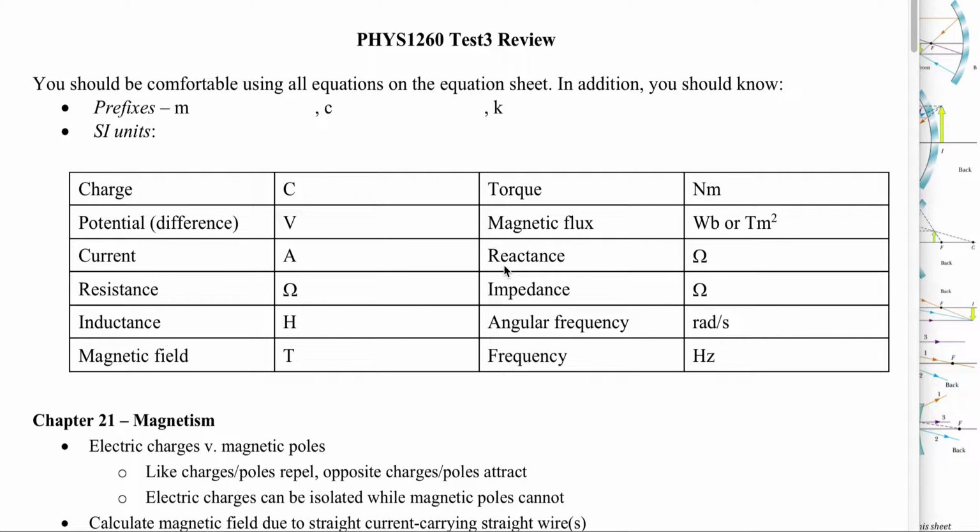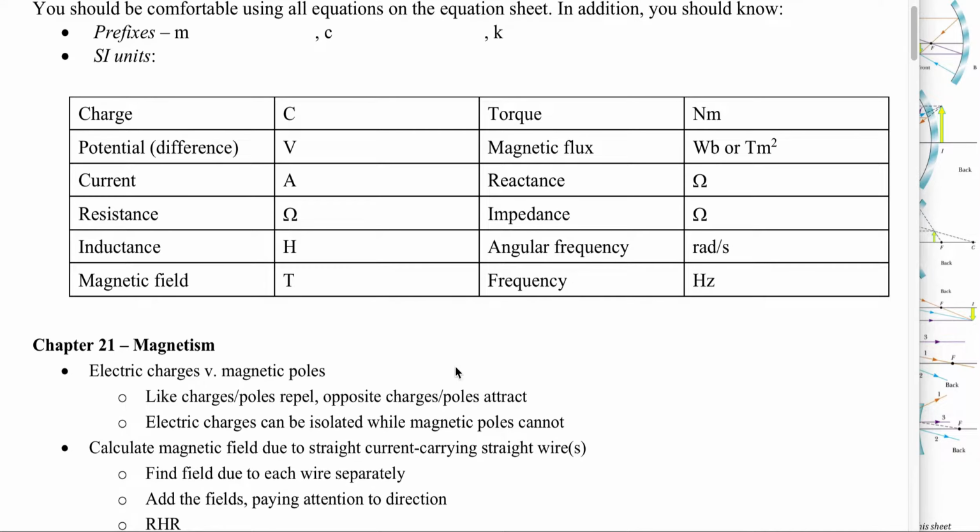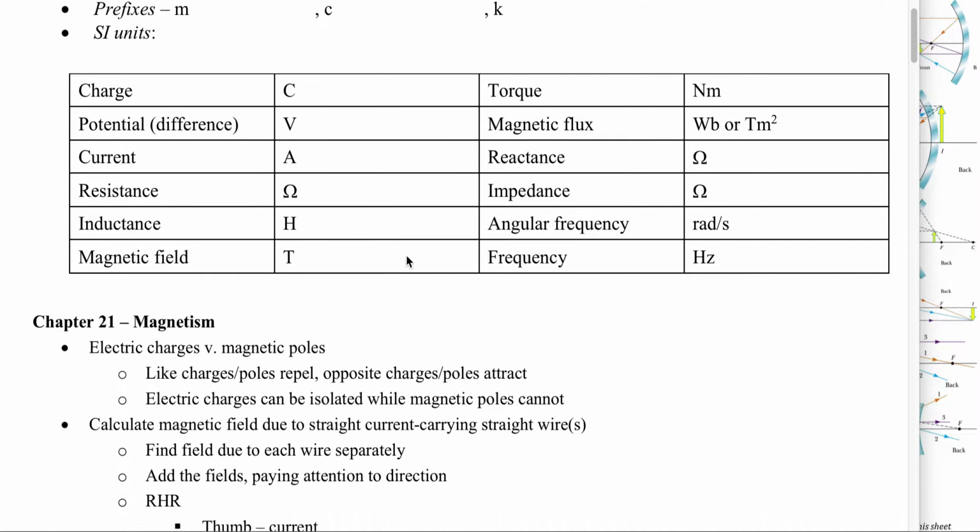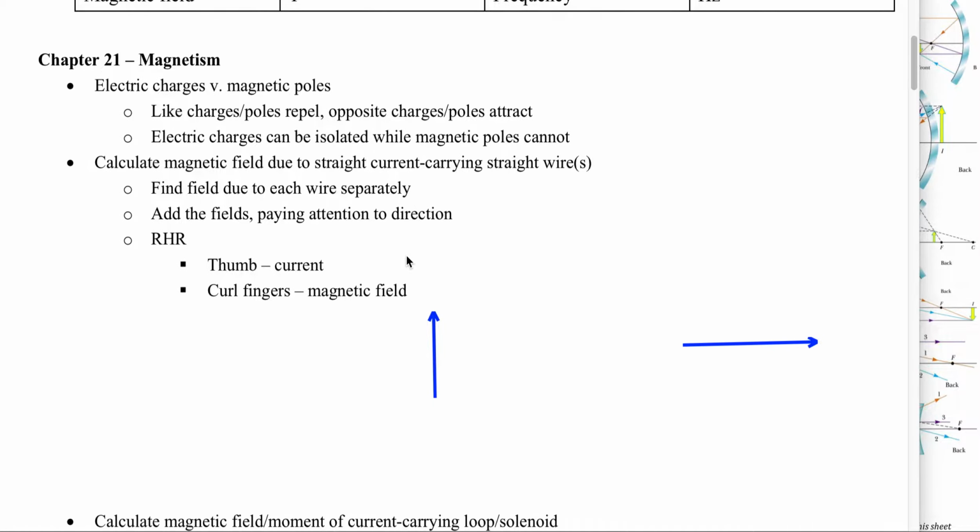In this video, I'm going to start the review outline for test number 3. So the units have already been filled out, so be sure that you are familiar with all the units for all of the different variables. And we'll go ahead and start with chapter 21.